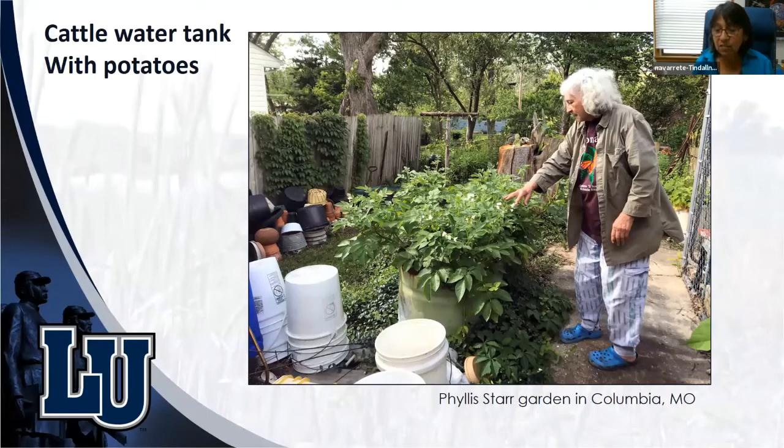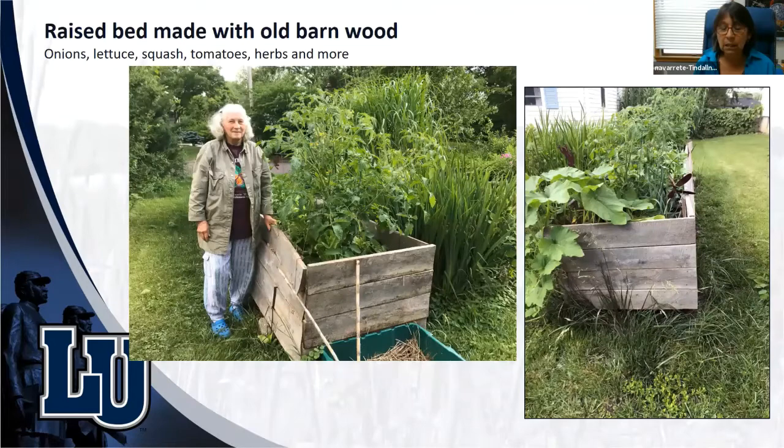In this case, we have Phyllis Starr from Columbia showing us her potatoes. Her yard is completely established, not only with vegetable gardens, but also with pollinator plants. And she doesn't have much lawn to mow. She uses everything. Here's another view of her garden. This is in the front.